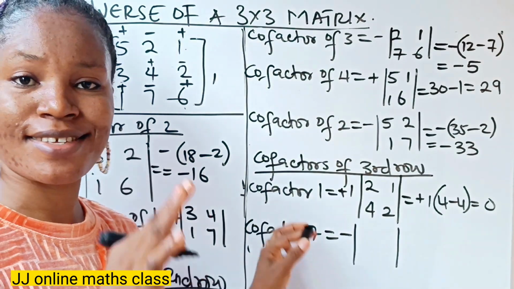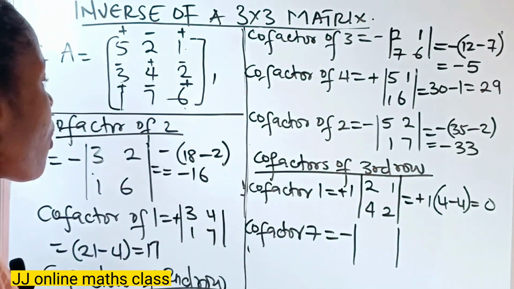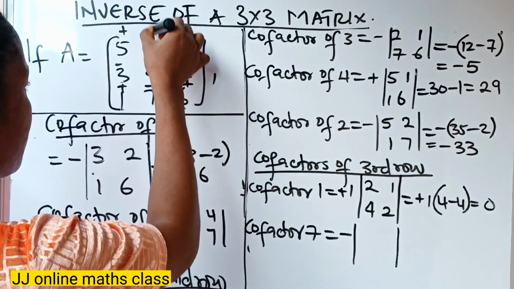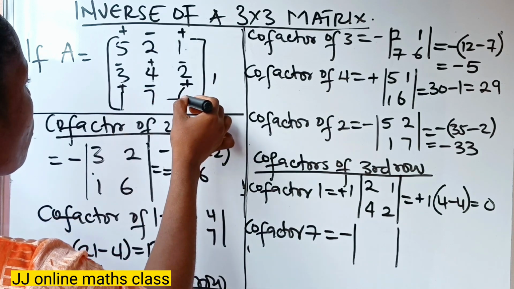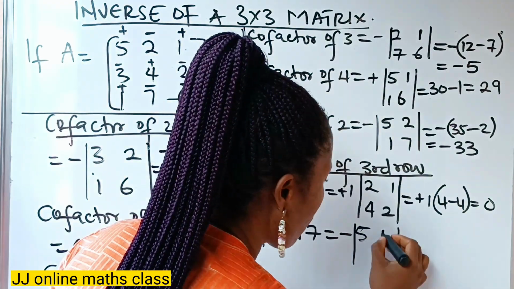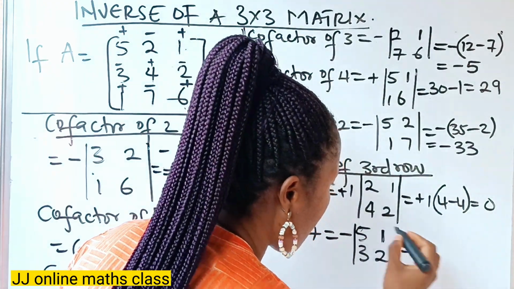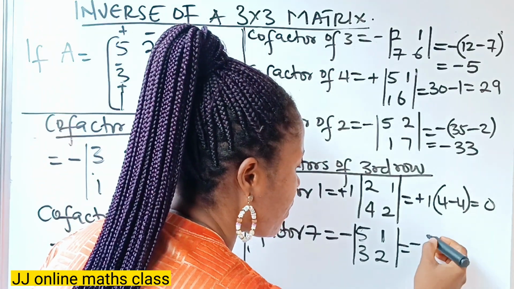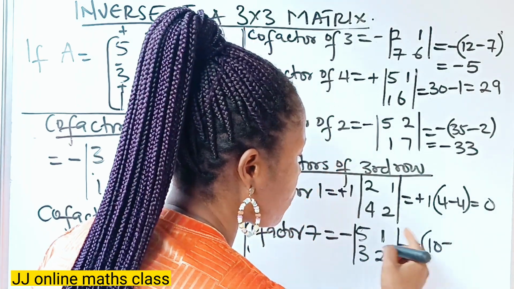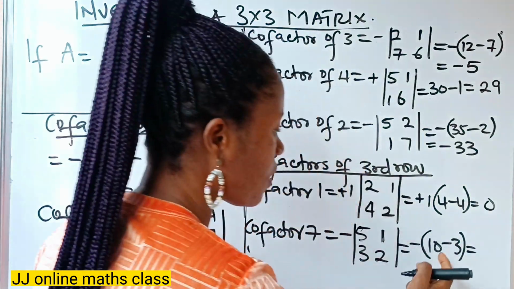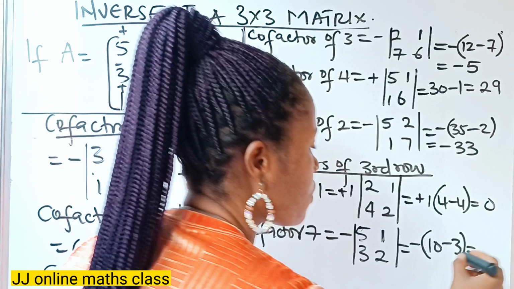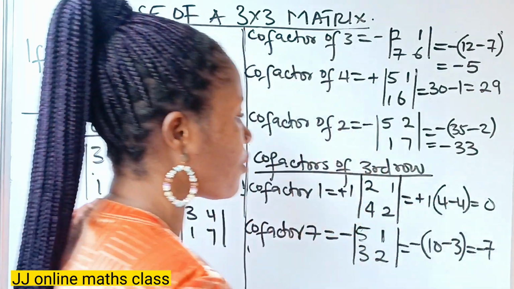Okay, hope all these are understandable. So when we cover this 7 vertically and horizontally, this line will go. So you're left with 5, 1, 3, 2. Now if we solve this, we have minus, this minus 5 times 2 will give us 10 minus 3. So it's going to be 10 minus 3, which will give us 7. But remember that we have a negative sign here, so it's going to be minus 7.